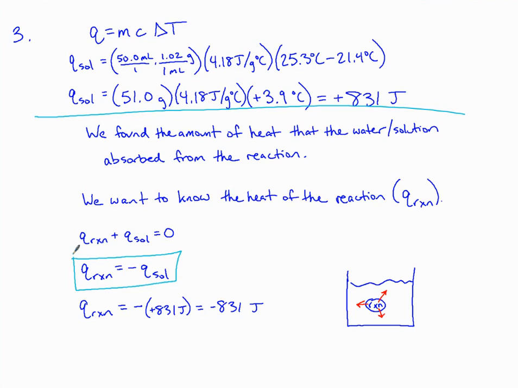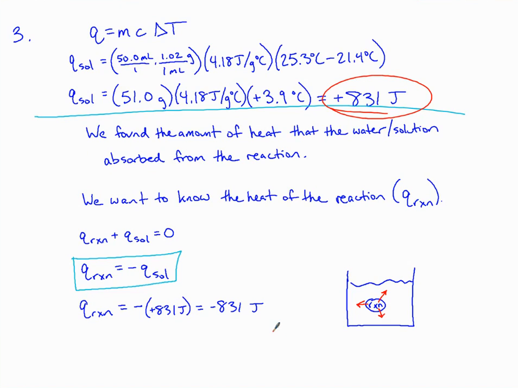Q for the reaction, the heat of the reaction, is the opposite sign of the heat of the solution. So we already found Q for the solution. Here it is, positive 831. And so the Q of the reaction is just that number with the opposite sign. And so this is the amount of energy that is released by the reaction.